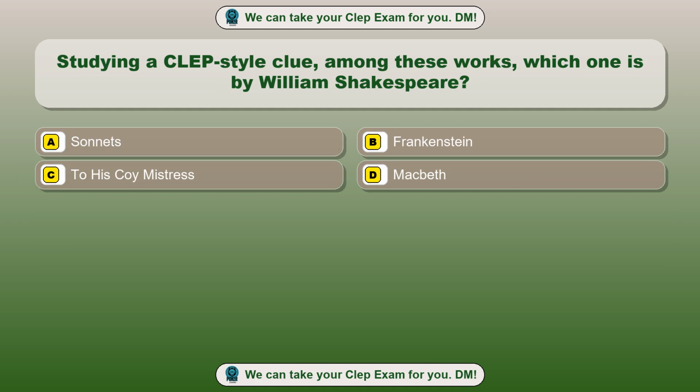Question 28. Studying a CLEP style clue among these works, which one is by William Shakespeare? Option A, Sonnets. Option B, Frankenstein. Option C, To His Coy Mistress. Option D, Macbeth. The correct answer is option A, Sonnets.